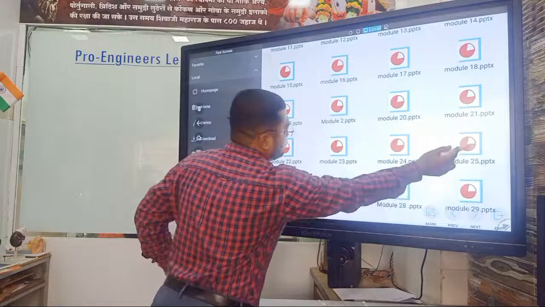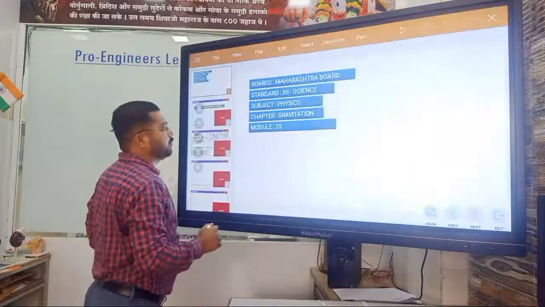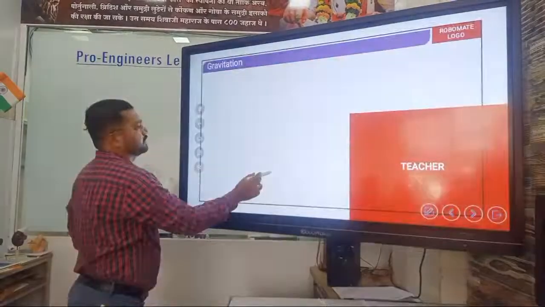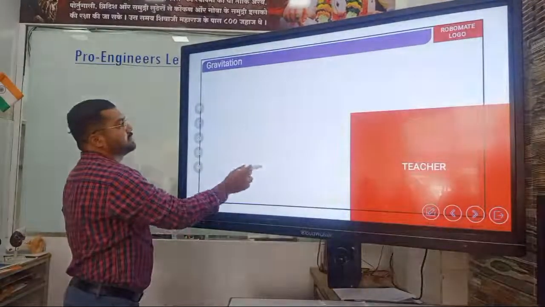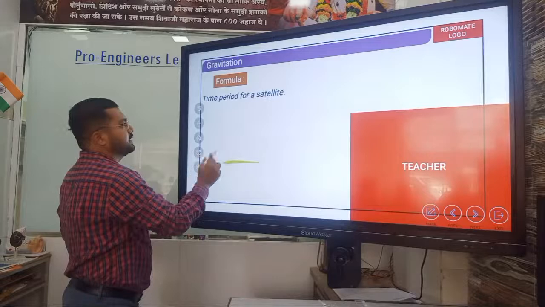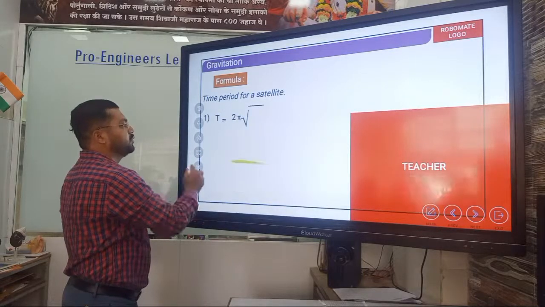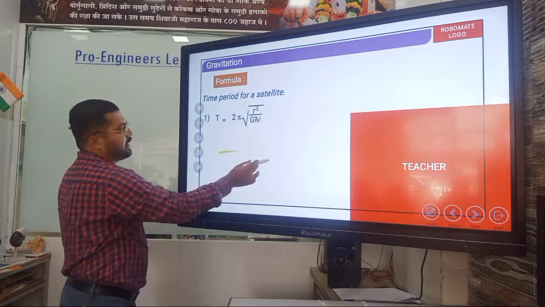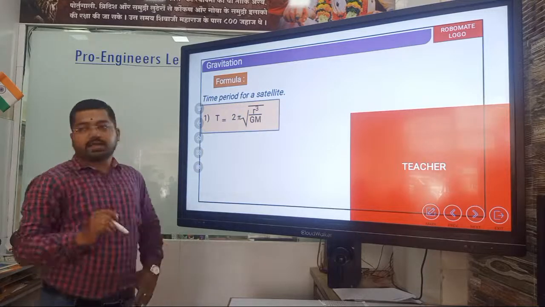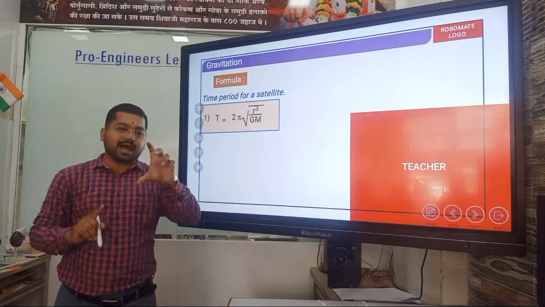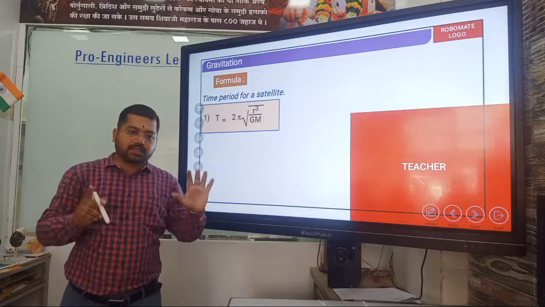Now it's time to look at module number 25. Numericals based on what we have studied so far. The period for a satellite is T equal to 2π under root of r cube upon GM. If it is at a height, then that r becomes (R plus h) whole cube.